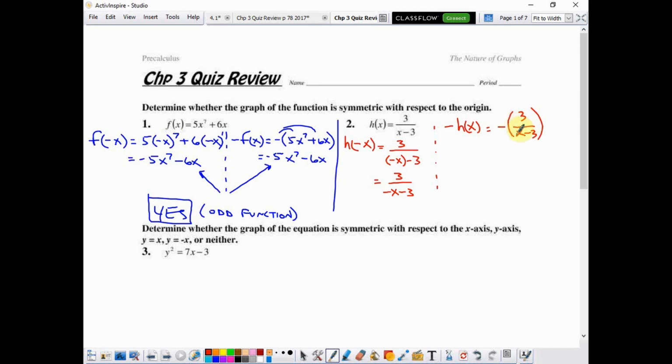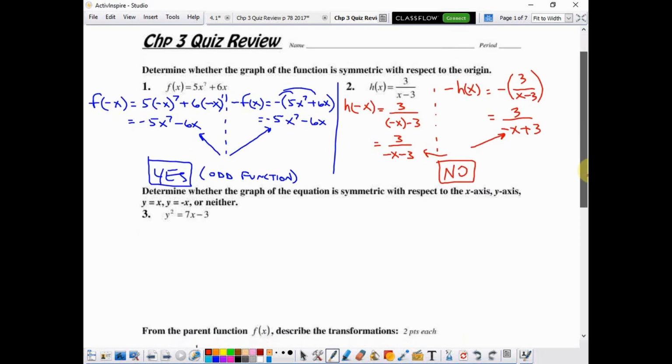If I put it in the denominator, though, it applies to the entire denominator. This one, I put the negative in the denominator, so I'll do the same here. But because it applies to the whole denominator, it changes the sign on the x and the 3, and it becomes negative x plus 3. These are not the same. So this does not have symmetry with respect to the origin, so it is not an odd function.